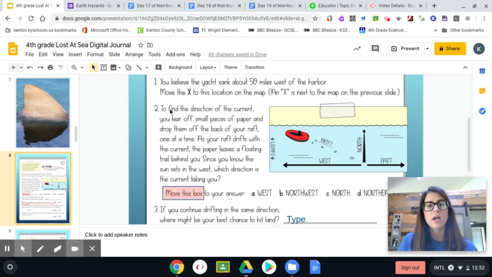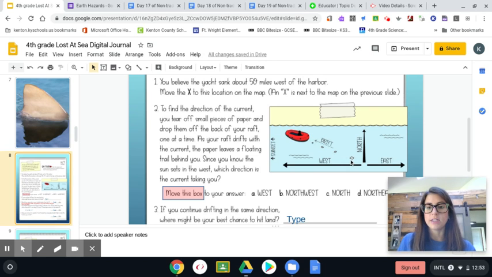So continuing on, it says to find the direction of the current, you tear off small pieces of paper and drop them off the back of your raft. So this is your raft or the blanket that you're currently on in your simulation. And as your raft drifts with the current, the paper leaves a floating trail behind you. Since you know the sun sets in the west, which direction is the current taking you?